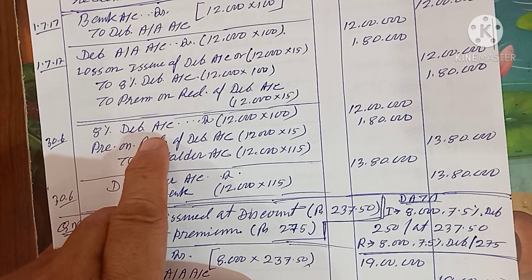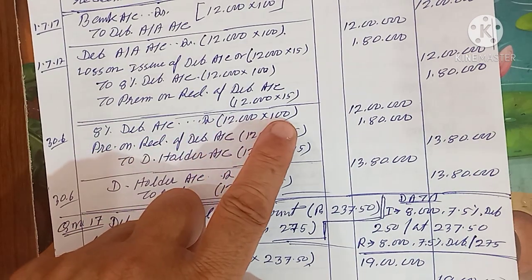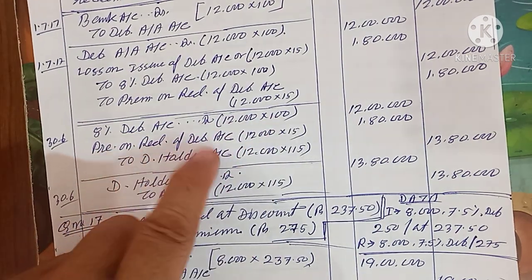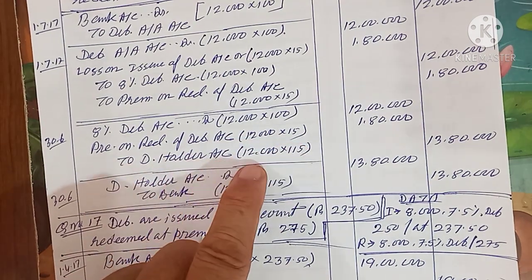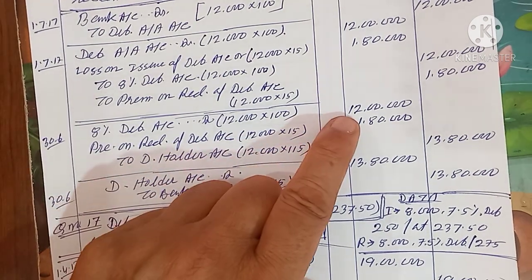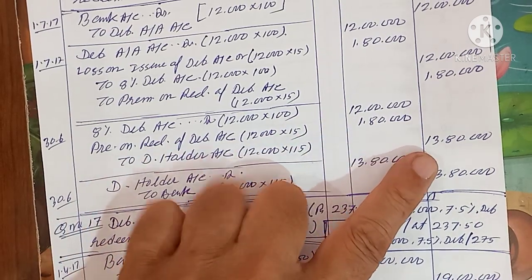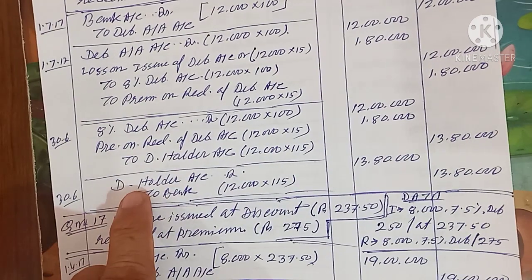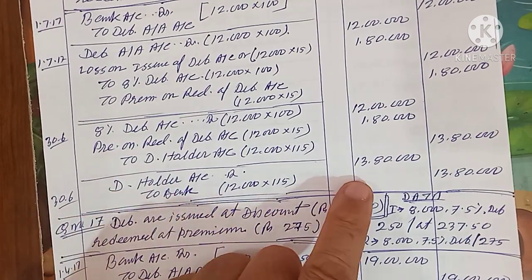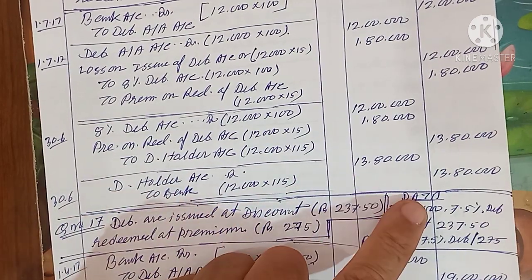So 8% debenture account debit, that is 12,000 into 100. Premium on redemption of debenture account debit, that is 12,000 into 15. To debenture holder, that is 12,000 into 115. 12 lakh, 1 lakh 80, 13 lakh 80. So we have to give back 13 lakh 80,000. Next, debenture holder account debit to bank, that is 13 lakh 80,000.